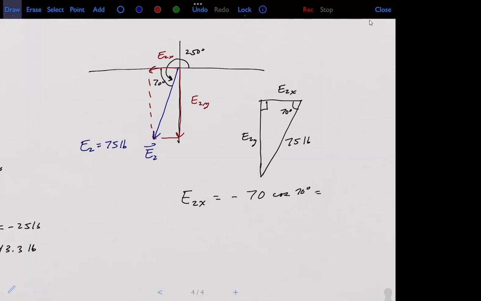So that'll be, wait, I made a mistake here. The magnitude is 75, right? This should be 75. It's negative and then times cosine of 70. Yep, that's right. So negative 25.65 pounds. And then E2y is also negative, and it's 75 times sine of 70. And that ends up being negative 70.48.